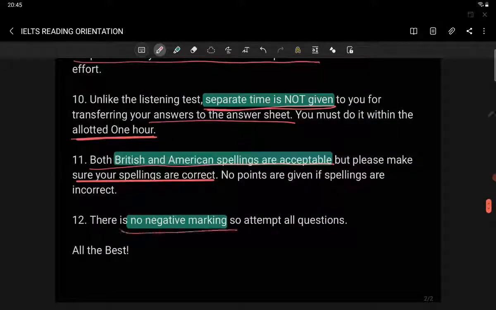There is no negative marking, so attempt all questions. If you have a vague idea about a question or even if you're guessing, it's perfectly fine. Just attempt all questions. And all the best.